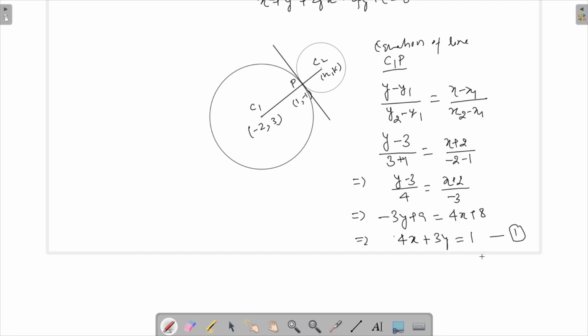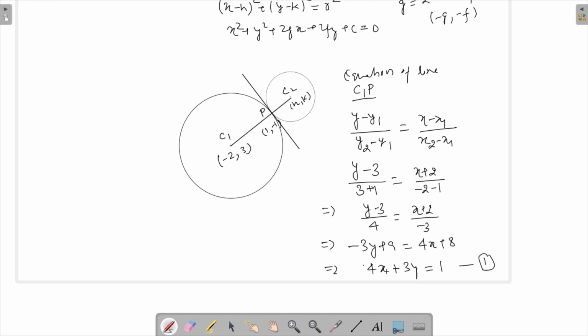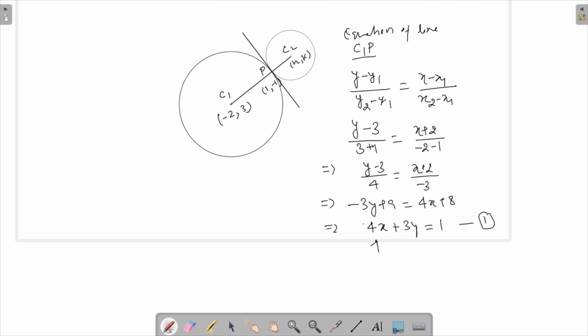So this is one of my equations. Now, how do you find another equation? First, you can say that this is going to pass through (h, k). So 4h plus 3k will satisfy this. So 4h plus 3k equals 1. Let's call this equation one because we are interested in finding (h, k).